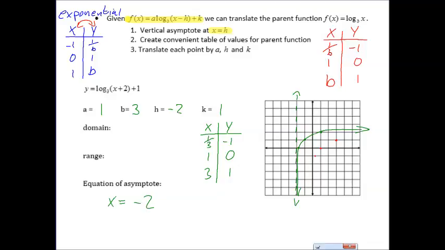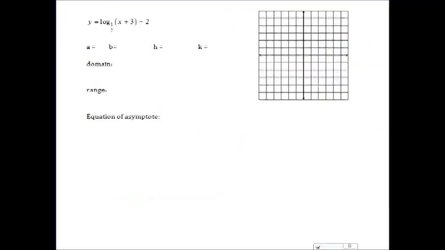It's also way easier now to find our domain and our range. The domain starts at negative 2, but it actually never touches negative 2. So we need our open parentheses, negative 2, and goes all the way to infinity. Our range, however, is unrestricted and goes from negative infinity to positive infinity. Very good. So now let's go do a couple more examples like that.